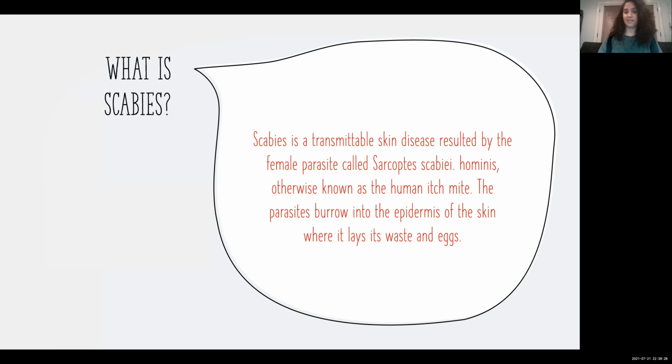Okay, so what is scabies? Scabies is a transmittable skin disease resulting from the female parasite called Sarcoptes scabiei hominis, otherwise known as the human itch mite. The parasites burrow into the epidermis of the skin where it lays its waste and eggs.